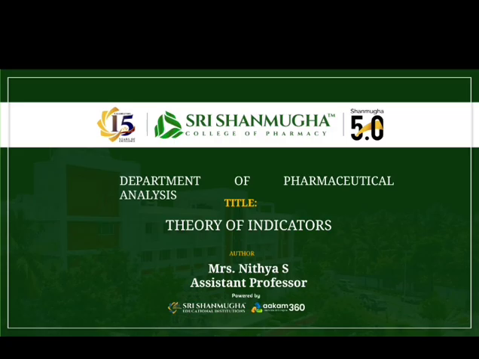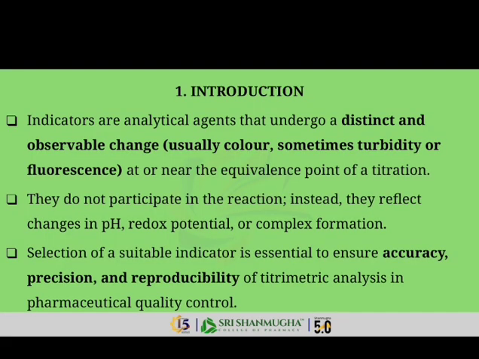Today we will discuss the theory of indicators. First, introduction. Indicators are analytical agents that undergo a distinct and observable change, usually color, sometimes turbidity or fluorescence, at or near the equivalence point of a titration. They do not participate in the reaction; instead, they reflect changes in pH, redox potential, or complex formation. Selection of a suitable indicator is essential to ensure accuracy, precision, and reproducibility of titrimetric analysis in pharmaceutical quality control.